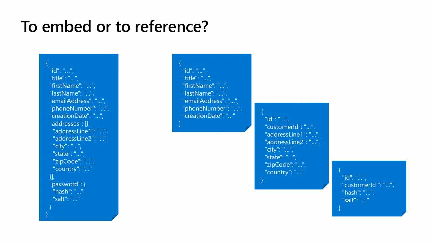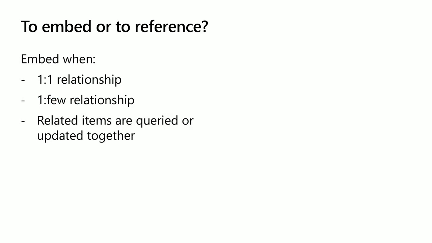So the rules to follow when you have to decide between embedding and referencing are pretty simple to understand. Embedding works best when you have a one-to-one or a one-to-few relationship between your different entities. That's our case here, right? We have a one-to-one relationship between the customer and the password. We have a one-to-few relationship between the customer and the addresses. There is an upper bound to how many addresses we will let the customer define in the e-commerce platform, right?